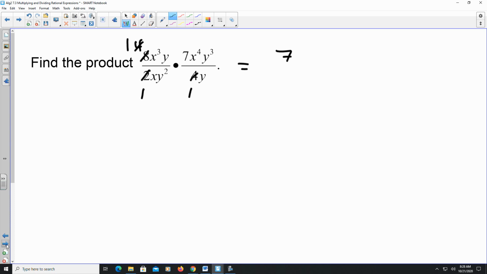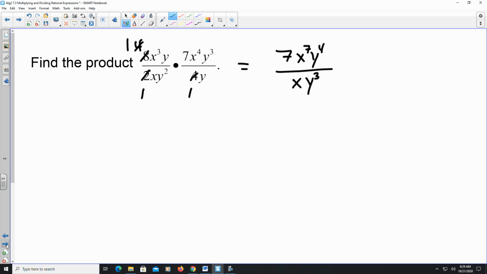Okay. Now what I'm going to do is take all of the variables and multiply them across. So x to the third times x to the fourth is going to be x to the seventh power because you can just add them. Y times y to the third is y to the fourth, and it's going to be divided by, that's nothing else with x, so it's just going to be x, and then y to the second times y is y to the third.